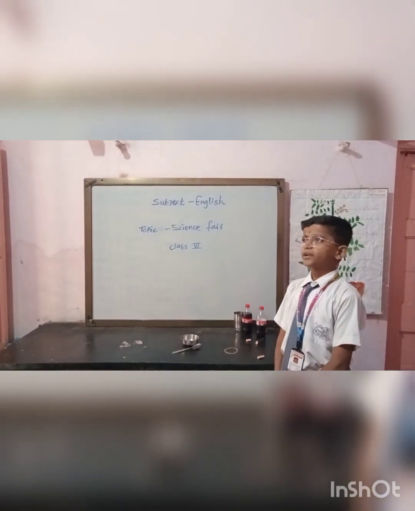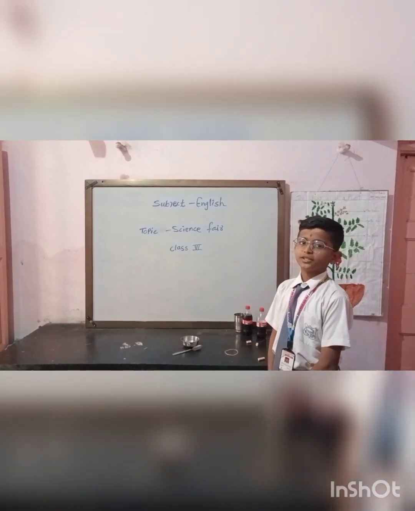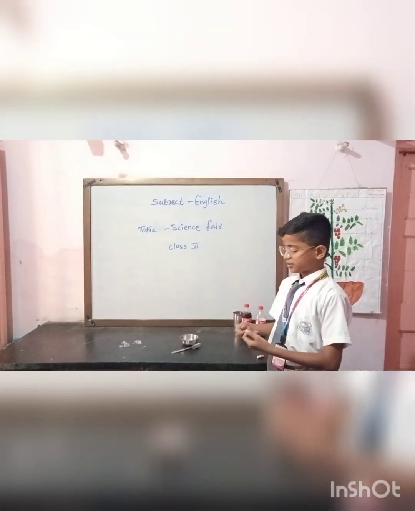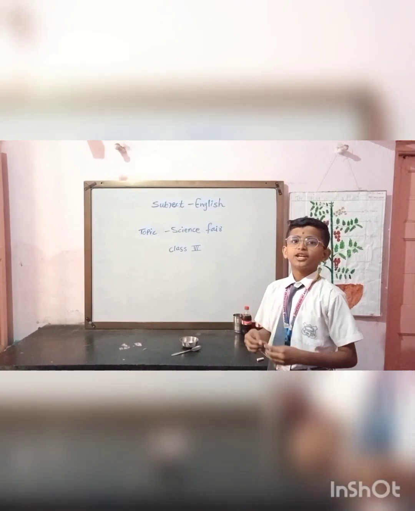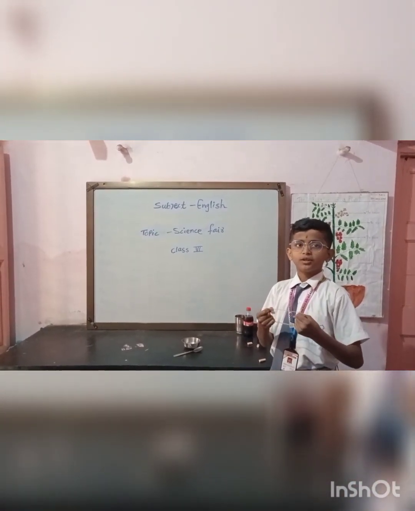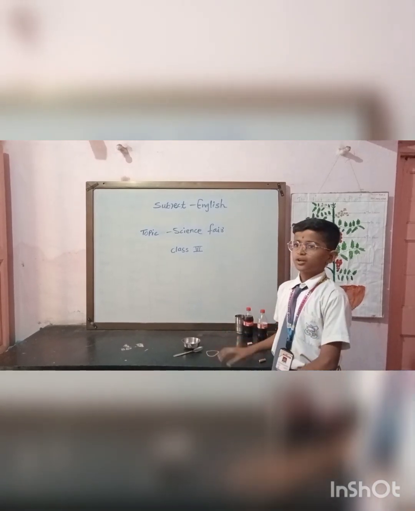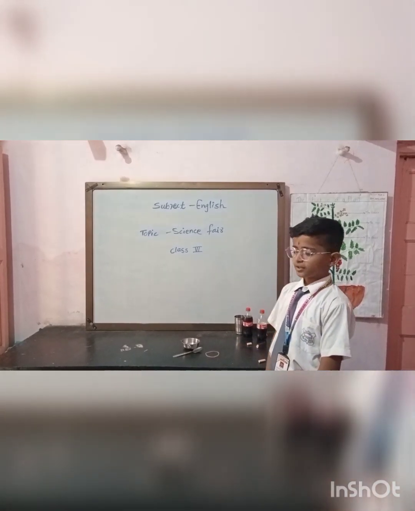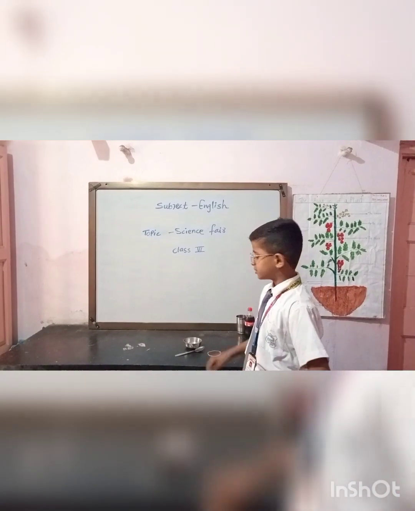So the second property is elasticity. When we apply pressure on the rubber band, it stretches, and when we release it, it comes back to its original place. This type of property is called elasticity.